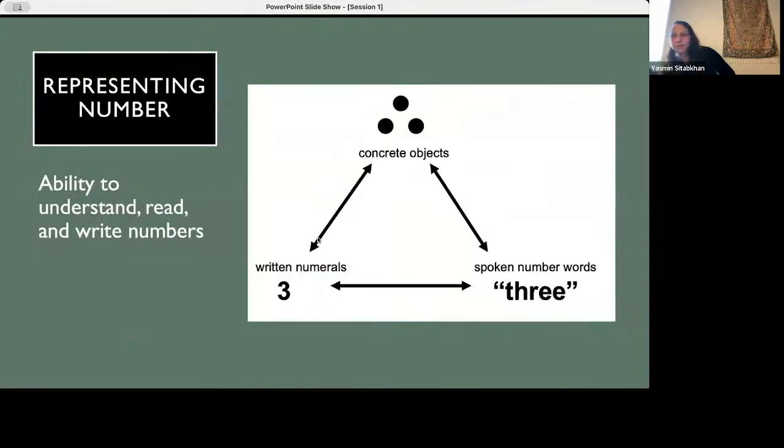Okay, I'm going to just move to this next part because we're going to have a short activity. So here we have representing numbers. Now we're going to talk about what it means to understand, read, and write numbers. There's a relationship here, right? You have the concrete objects, you have the written numeral 3, and then you have the spoken number word, 3.